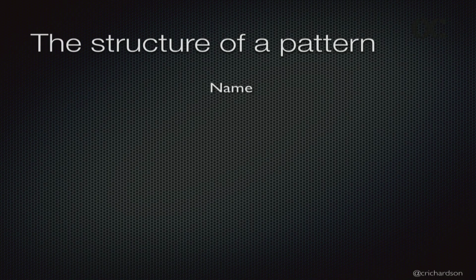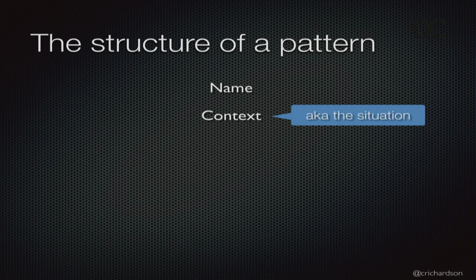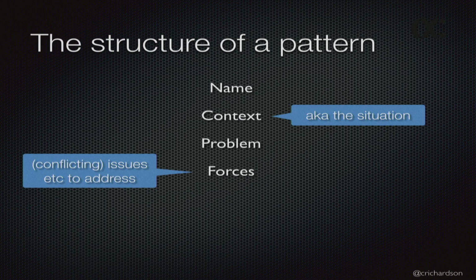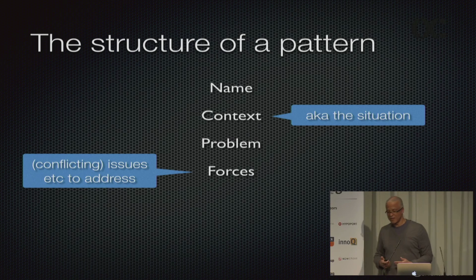So every pattern has a name, which describes the pattern and the solution. It has a context, which is the situation in which you're trying to solve a given problem. Obviously, there's the problem that you're trying to solve. Then there's this concept of forces. These are the issues that you're trying to address to solve a problem inside a given context. And interestingly, these issues can actually conflict. So there might not be an optimal solution to a given problem. You just kind of have to make various trade-offs.